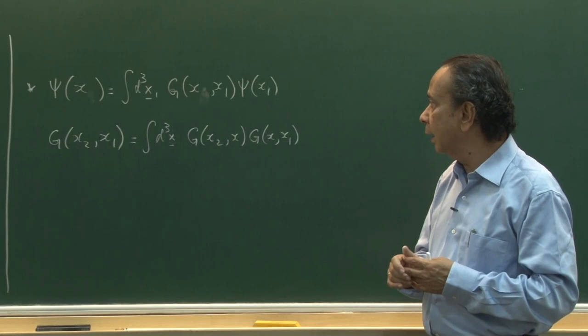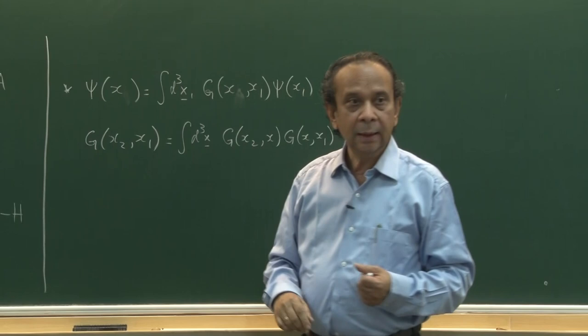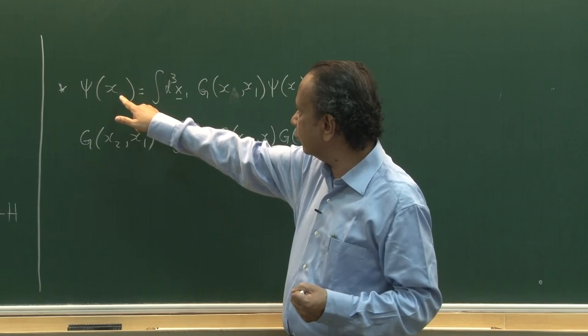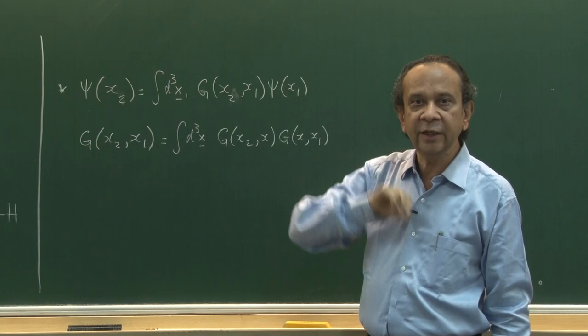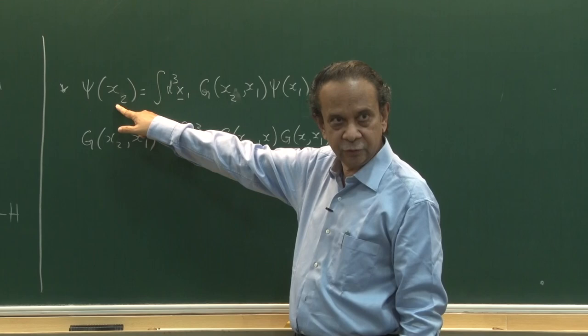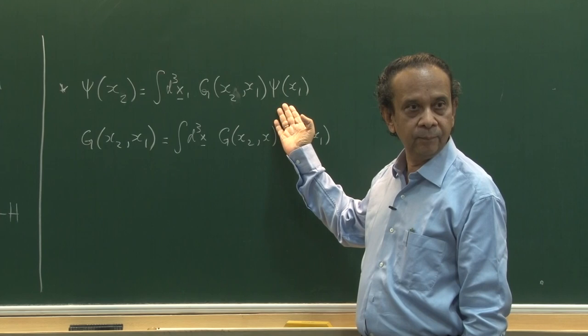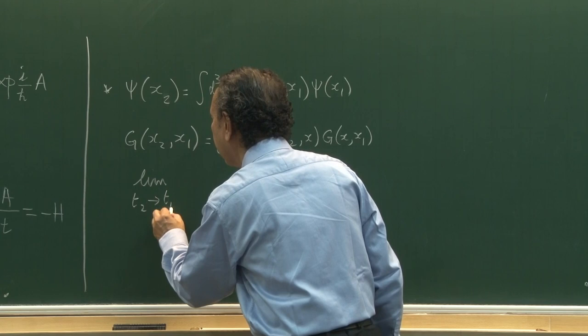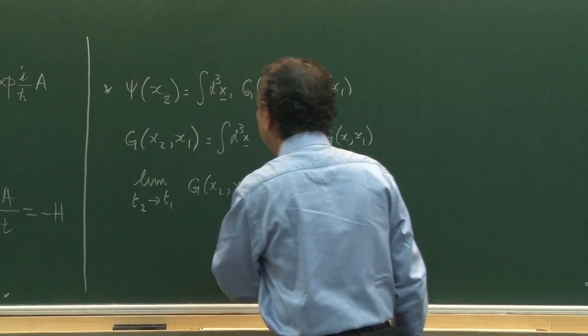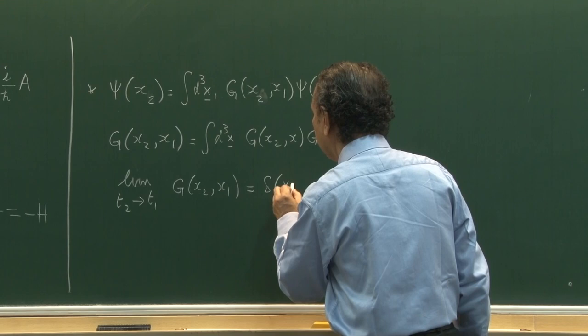There is also one more condition which we can write down from this. Suppose I take the t2 going to t1 limit. This is psi at, okay, I rubbed this off, so let me put this back. This depends on t2, this depends on t2. Suppose I take t2 going to t1 limit. Then I am talking about the wave function as a function of x2, but t2 has become t1, and at t1 I know what the wave function is. So I should get back that result, which means there is also one more condition on g: the limit t2 going to t1 of g of x2 comma x1 should be a Dirac delta function in space.